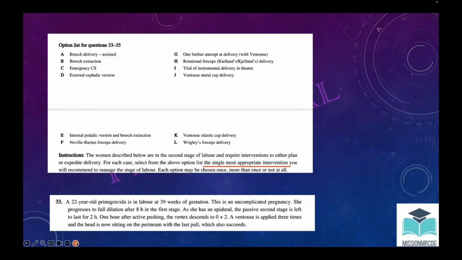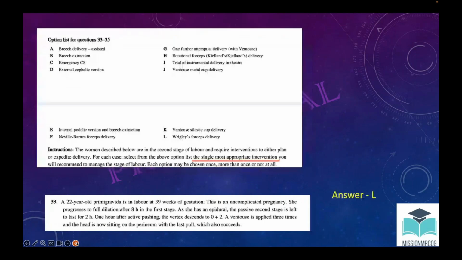See, 3 attempts are done. Now there are 2 options left: either expert hand forceps or cesarean. But the head is too much down. At the perineum, the head is there. So you can consider forceps. Yes, because 3 pulls at the perineum can be given according to the new guideline.